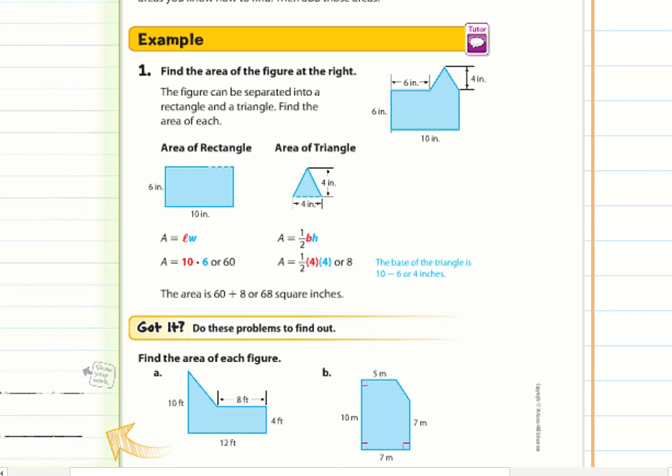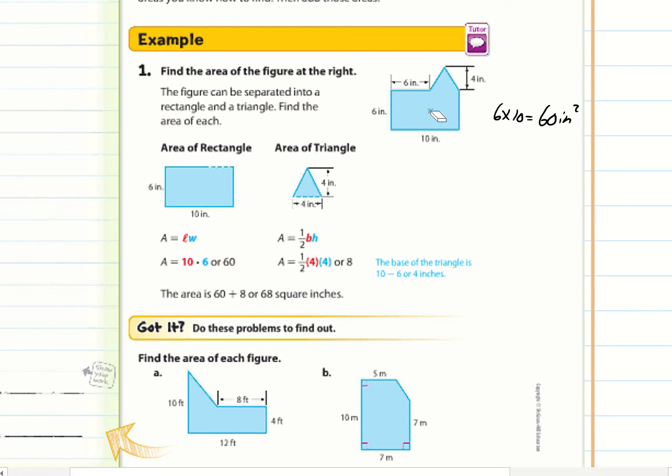So we know the rectangle is going to be 10 by 6. So that's the easy part. I know that's 10 by 6. So the area of the rectangle is going to be 6 times 10, 60 inches squared. Now here's the tough part, finding the area of the triangle.